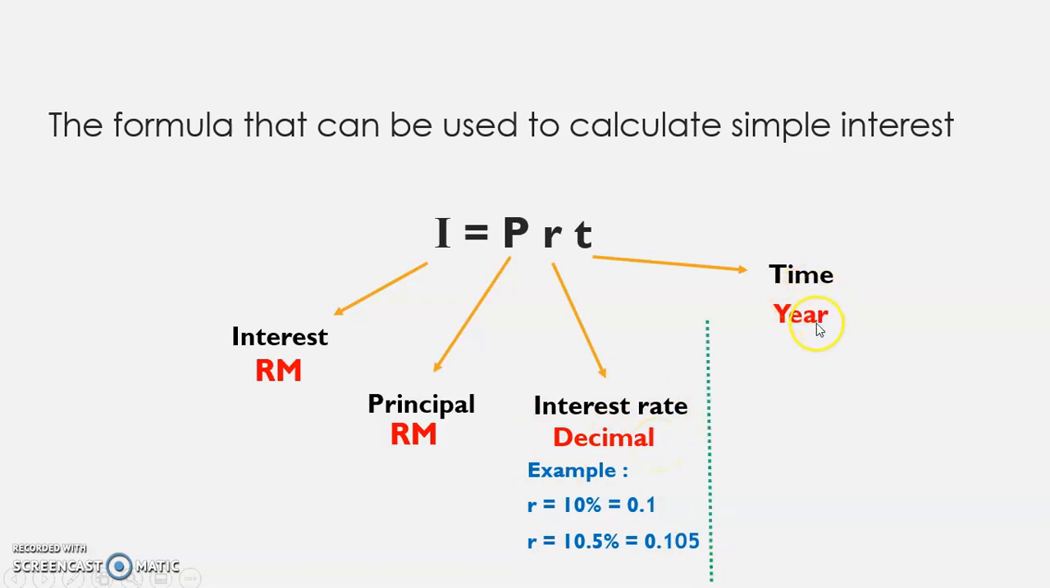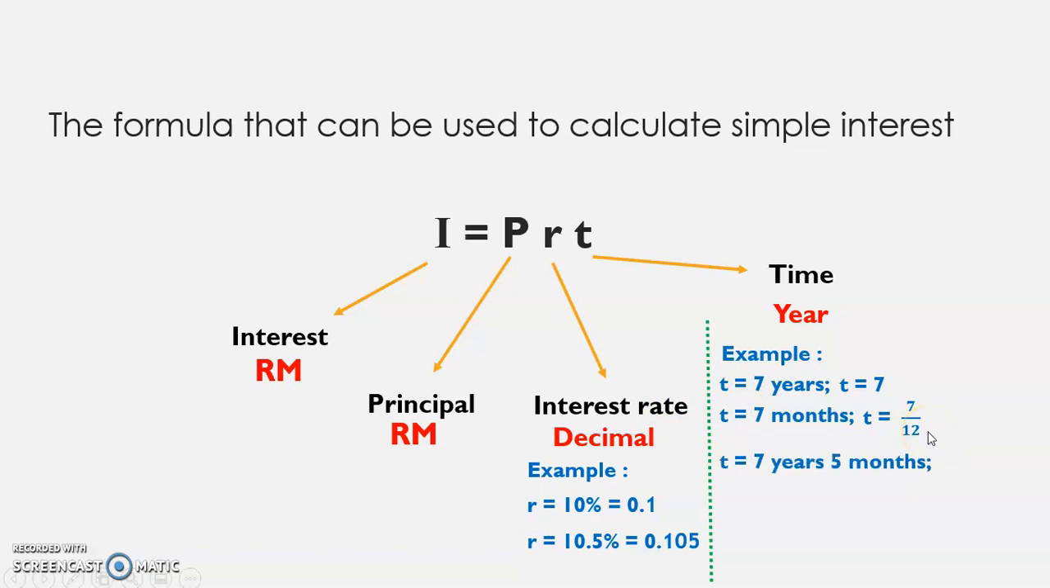The time has to be in years. For example, if it says the money is invested for 7 years, the T is going to be 7. Very straightforward. How about if it says 7 months? How do you want to change 7 months into a year? How many months are there in a year? It's going to be 12, so 7 over 12.